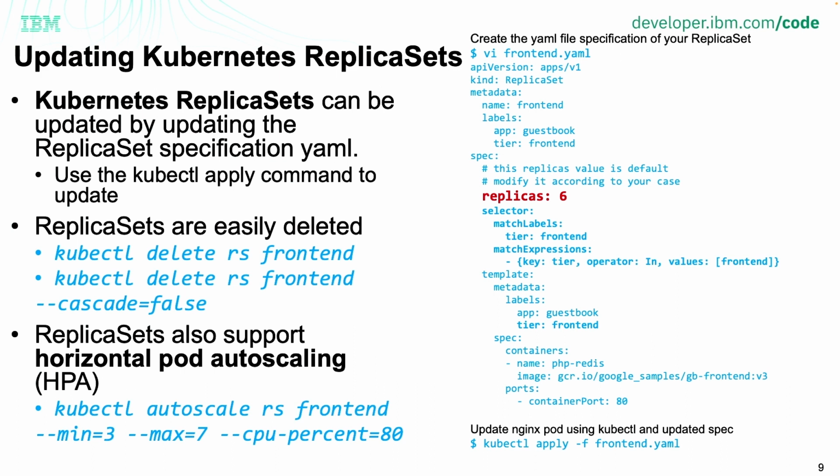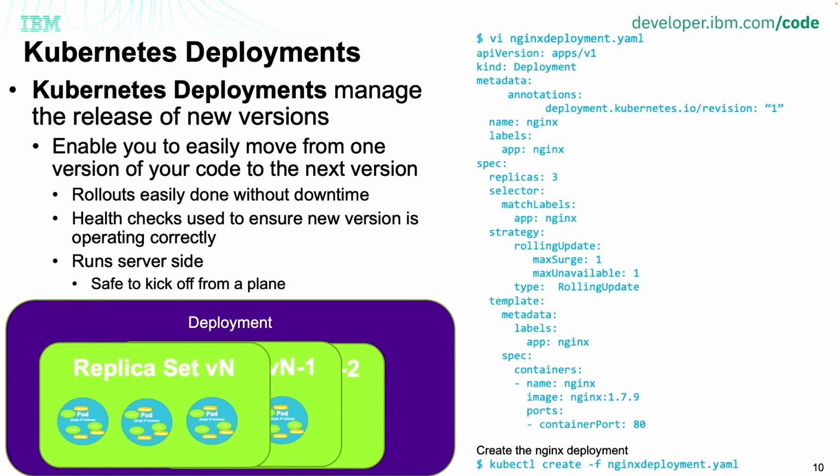So replica sets are really cool. You're never going to use them. Never going to use them. And the reason you're not going to use them is because they got a better version called deployments. That deployment is going to give you everything that a replica set gives you, but the deployment also worries about rolling out new versions of your application. So it's going to enable you to easily move from one version of your code to another version of your code, and it's going to do the health checks and what have you.